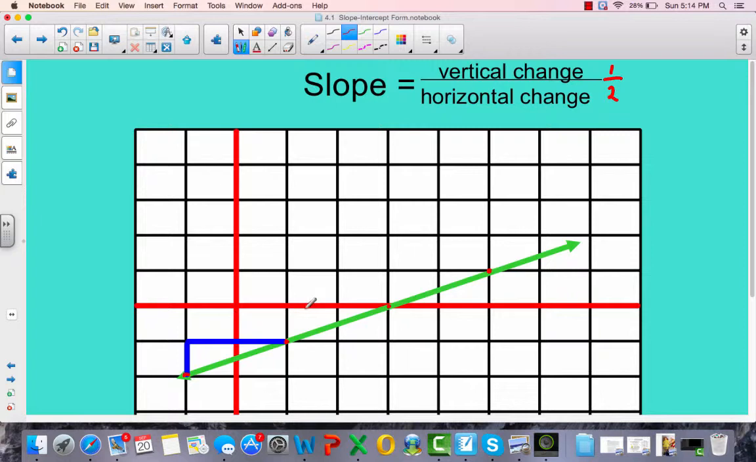Now, if we had done it a different way, if we had started here and gone down 1 and to the left 2, that would have been down 1 and left 2, and that's still a positive 1/2. So it doesn't matter where you start, you'll come out with the same slope regardless of where you are on the line. For example, if we started here and went up 1 and right 2, we're still on the line. That's what's making the line, and our slope is 1/2.